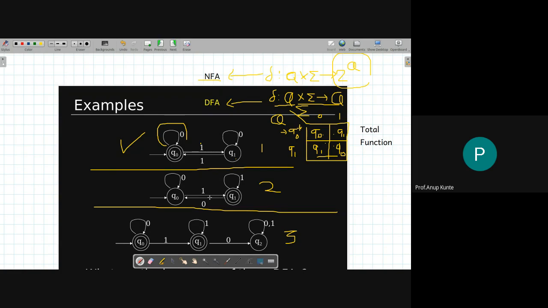How they operate or how they simulate the string will be different. Why? Because their transition table or transition function differs.